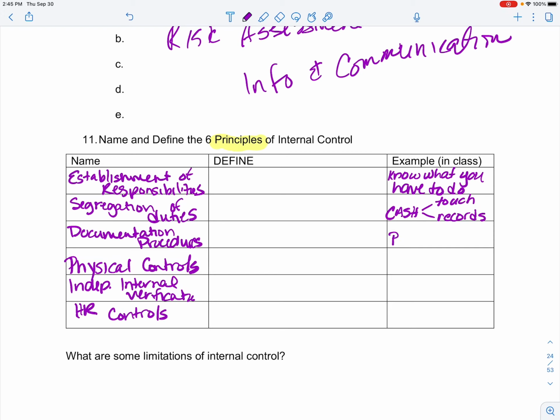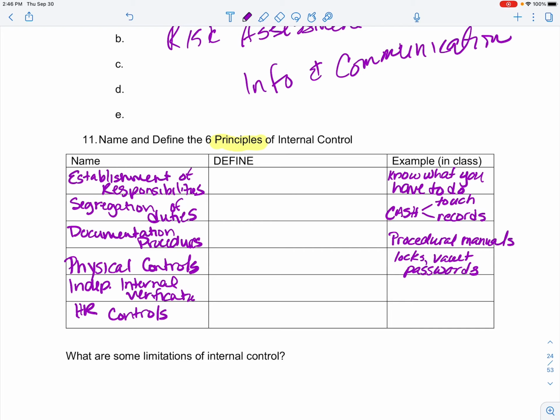Documentation procedures, I want you to think like procedural manuals, so that everything that should be is written down, and everyone knows what they have to do. Physical controls are things like locks or vaults that keep people safe, or passwords even in the age of technology. Things that will physically keep your assets safe.